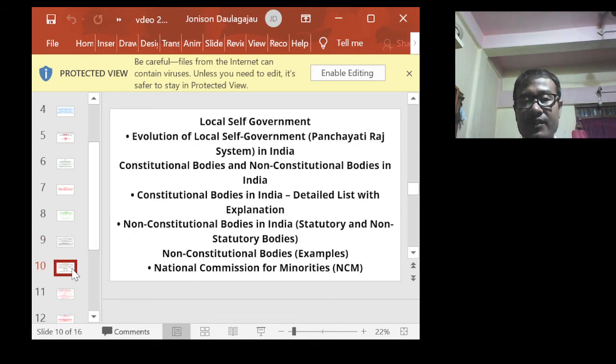Local self-government: evolution of local self-government, Panchayati Raj system in India, constitutional bodies and non-constitutional bodies in India, constitutional bodies in India detailed with explanation, non-constitutional bodies in India, statutory and non-statutory bodies, non-constitutional bodies examples, and national commissions for minorities.